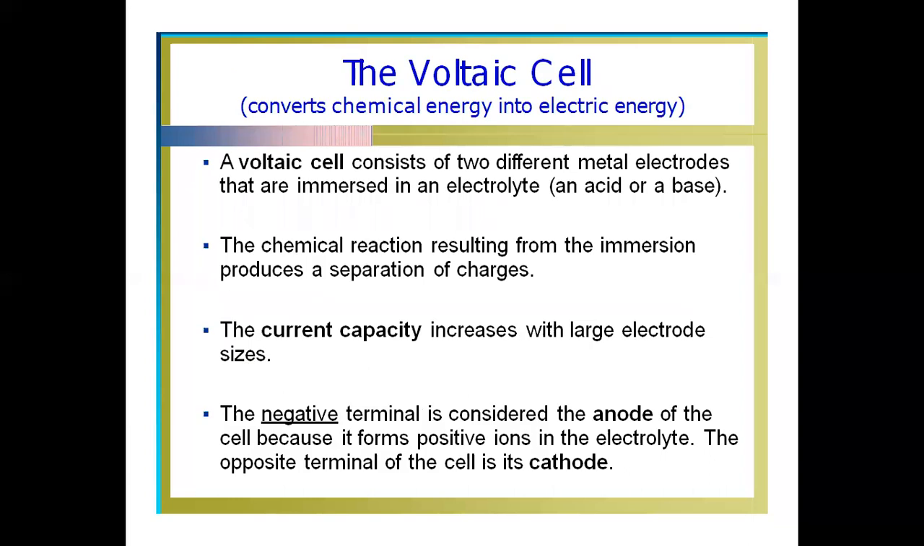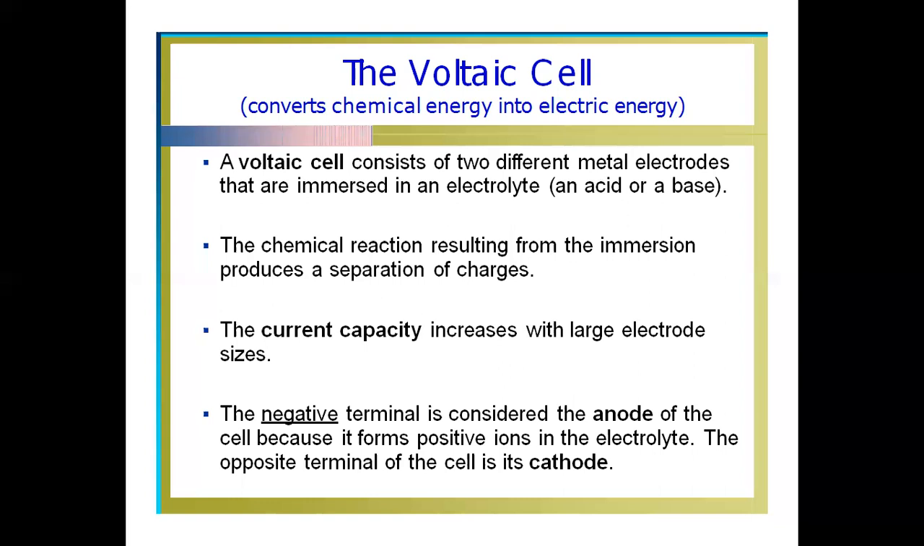Now, what is a voltaic cell? It is simply a cell or a device which converts chemical energy into electrical energy. A voltaic cell consists of two different metal electrodes that are immersed in an electrolyte. Electrolyte is nothing but an acidic or a basic solution. In that solution, the two plates or rods are immersed, and they are known as electrodes.